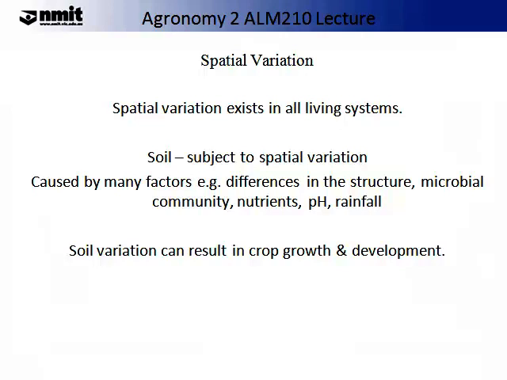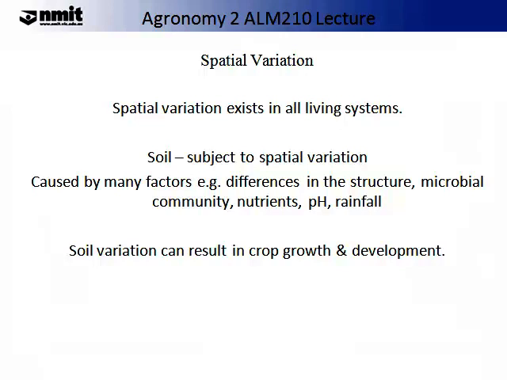Spatial variation is another important component to consider when sampling. Spatial variation exists in all living systems. Let us start with the soil. This is subject to spatial variation, which is caused by many factors, and these can include differences in the structure of the soil across a paddock, differences in the texture, different microbial communities across a paddock, variation in the nutrients, both the concentration and the quantity and quality, the pH and the rainfall.